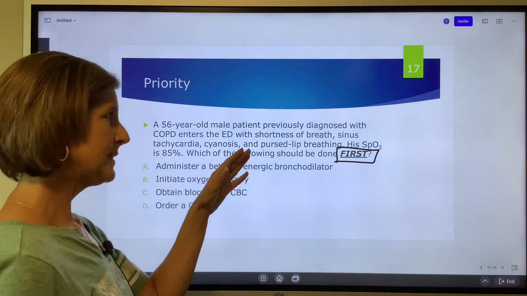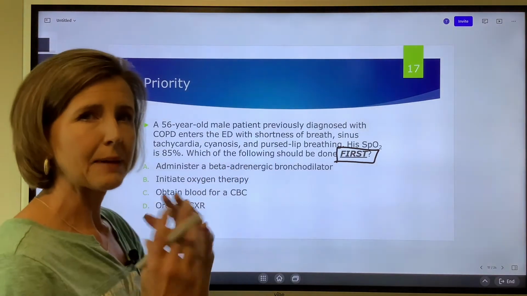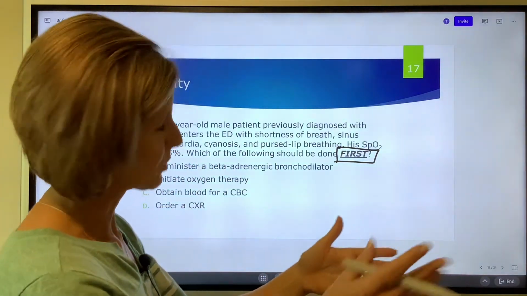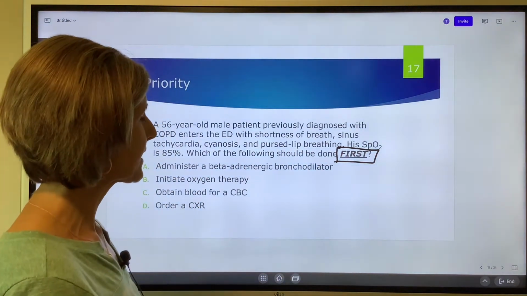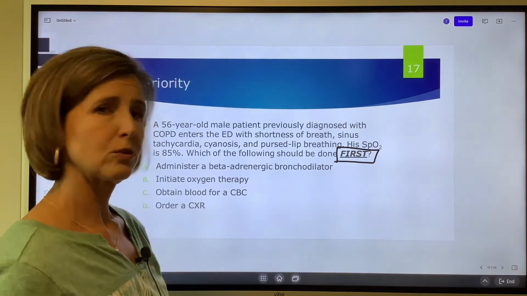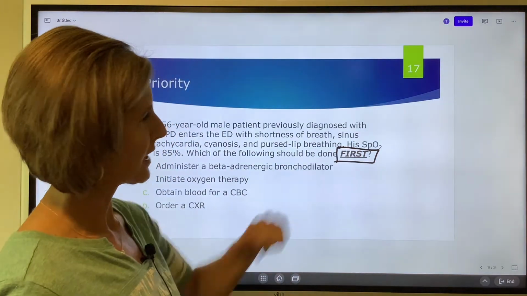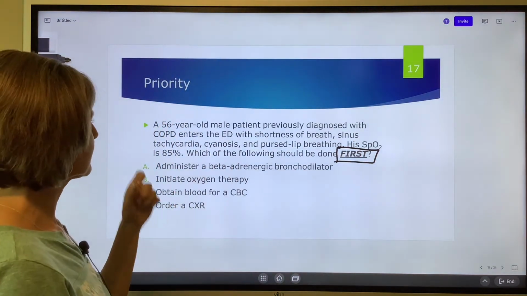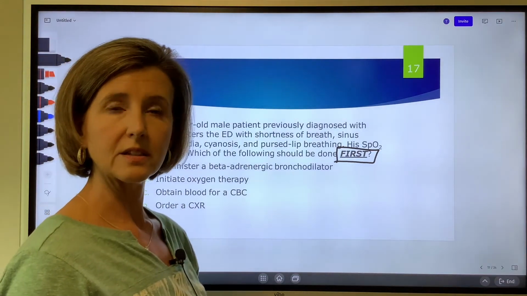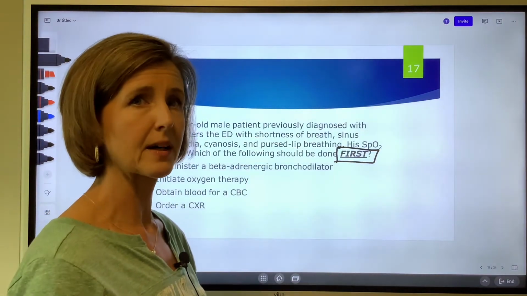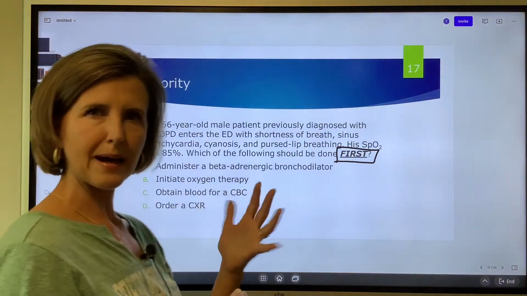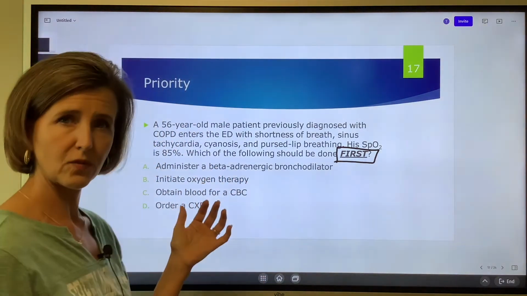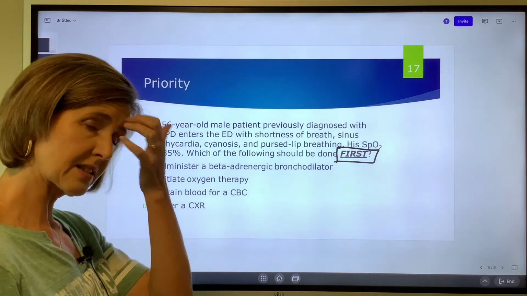Pursed lip breathing just indicates the patient's giving themselves a prolonged expiratory phase. That probably has more to do with the disease process than hypoxemia. His SpO2, so you put a pulse ox on the finger, that's what that P stands for. The pulse ox is 85%. That's low. That indicates hypoxemia. That means the PaO2 is about the lower to mid 50s. Okay, this person is hypoxemic.